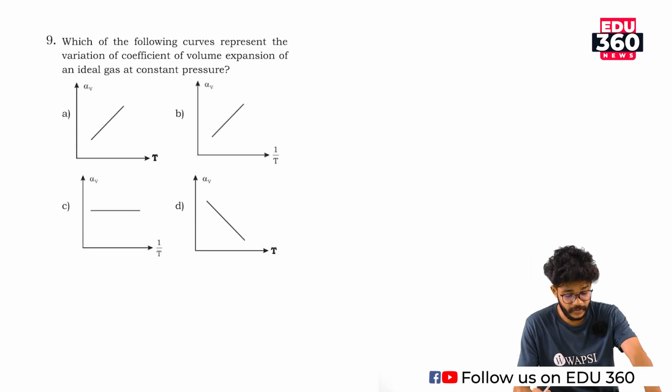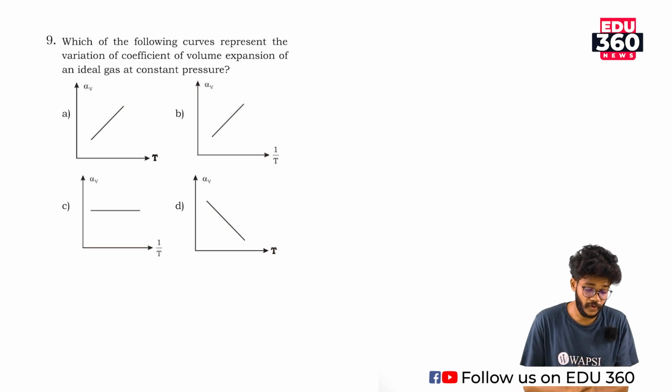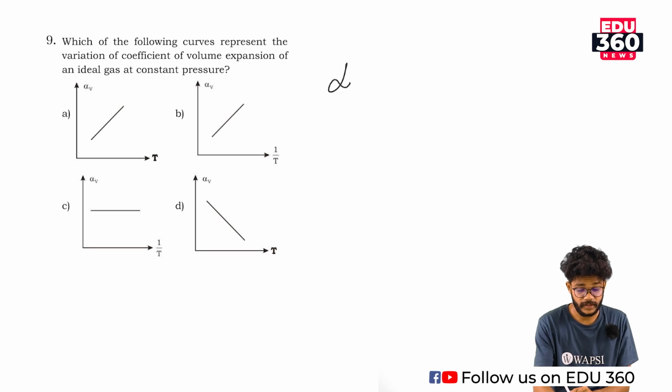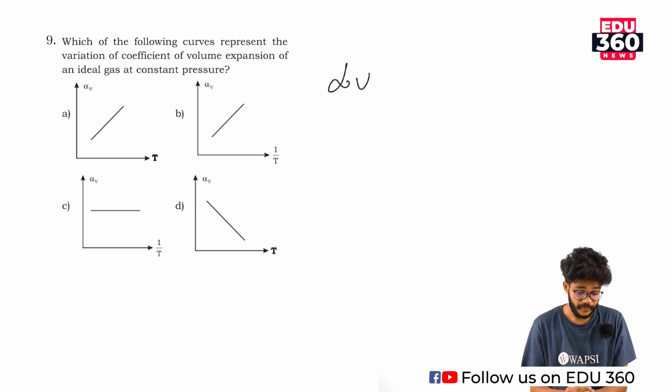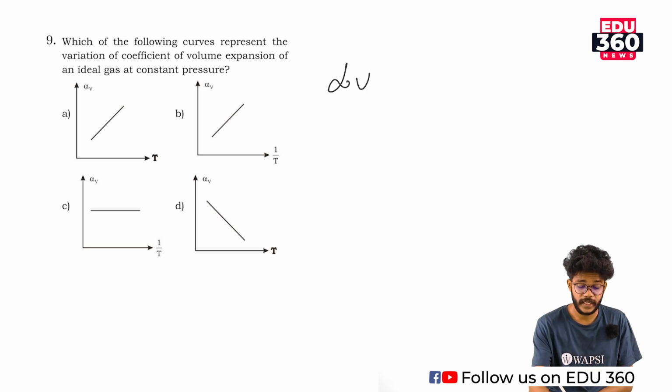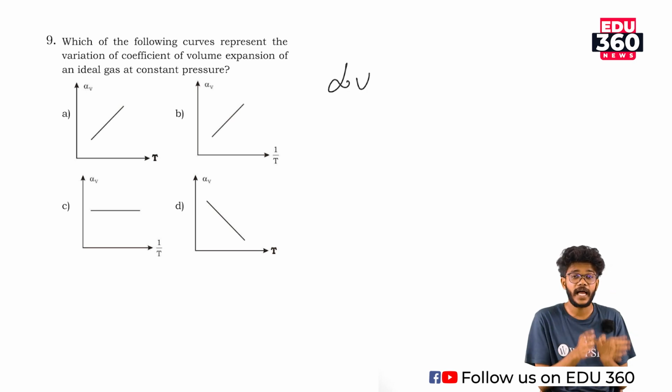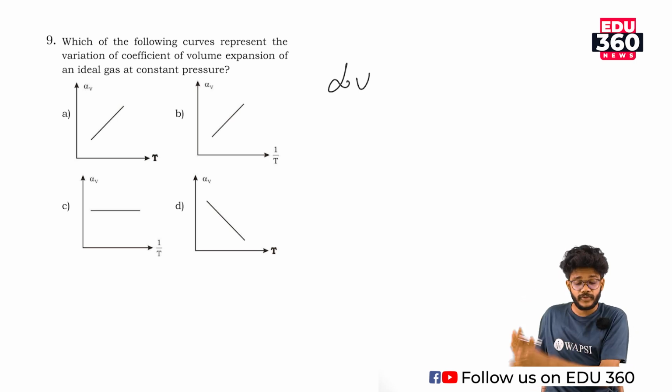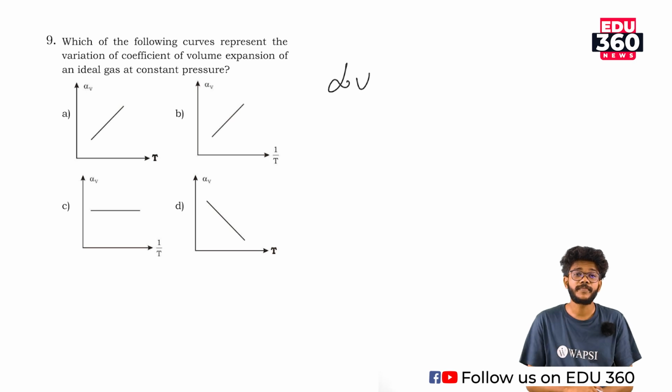Which of the following curves represents the variation of coefficient of volume expansion alpha V? Alpha V is the coefficient of volume expansion for an ideal gas at a constant pressure. The pressure is constant, and the x-axis is T or 1 by T. So we need to find the relation between alpha V, that means the coefficient of volume expansion, with respect to temperature. So what is the coefficient of volume expansion?